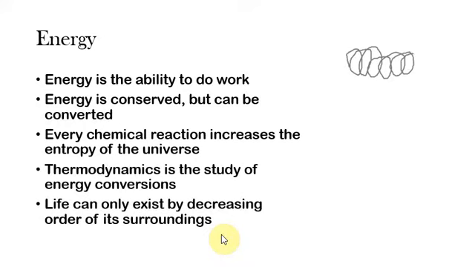Whereas as you grow, you only increase in order a little bit at a time, and as a result, over the span of your lifetime, you've created more disorder than you have created order. So that's how life kind of fits into this.